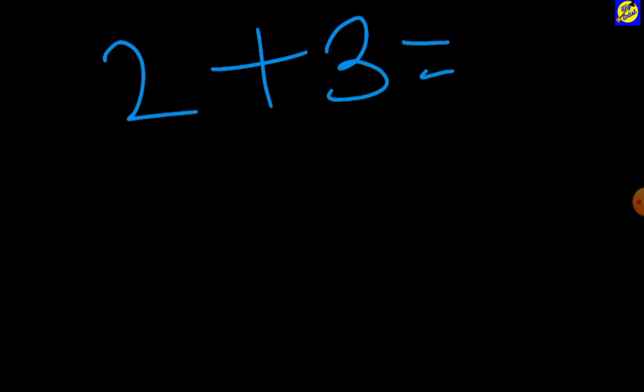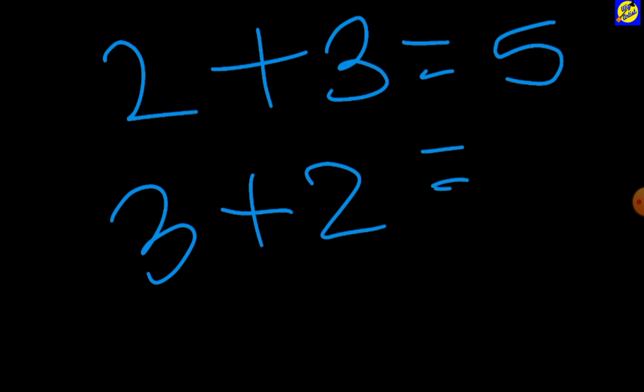Now there is another property, which is the commutative property. Suppose let us take 2 plus 3. What is 2 plus 3? 2 plus 3 will be 5. So when you calculate, you will get 2 plus 3 is 5. Now what is 3 plus 2?